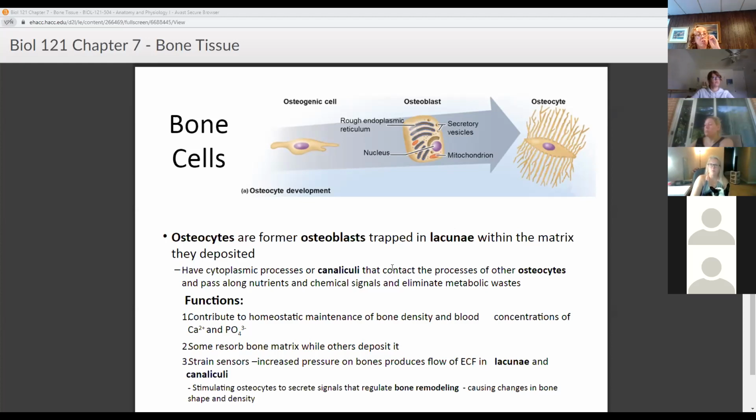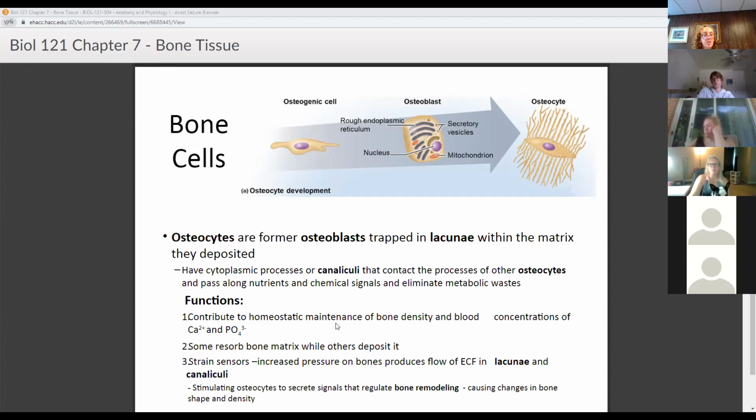Because they're kind of stuck in this little cavity, there are processes by which the osteocytes can contact the processes of other osteocytes outside of their cavities and pass along nutrients and chemical signals and eliminate waste. So they communicate with other osteocytes via these little canals, canaliculi, meaning little tiny canals. And we'll see those again here in a moment.